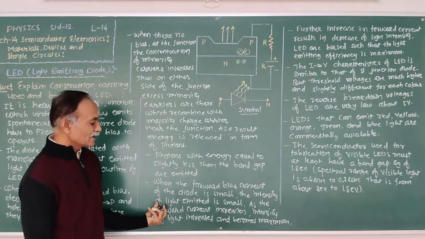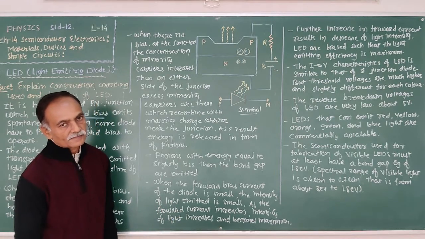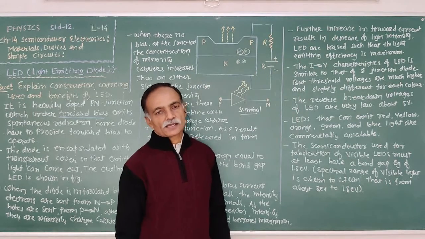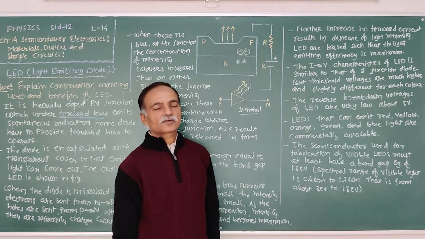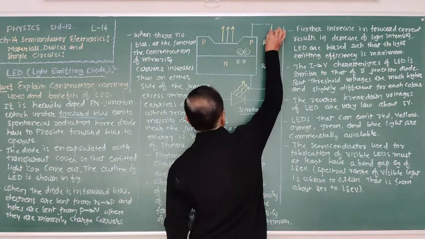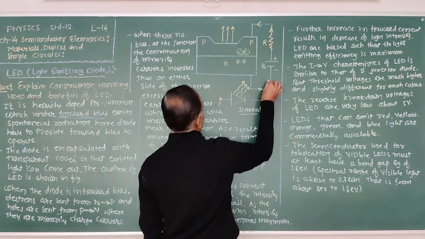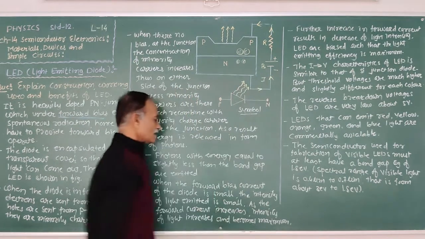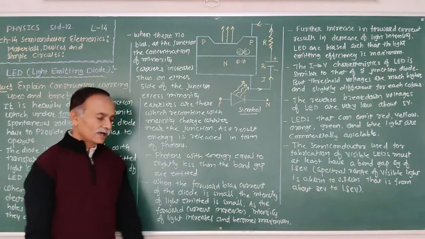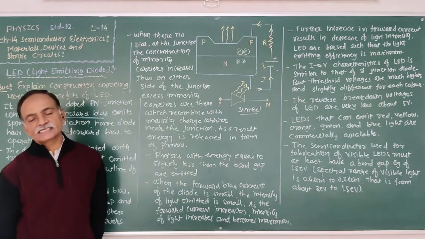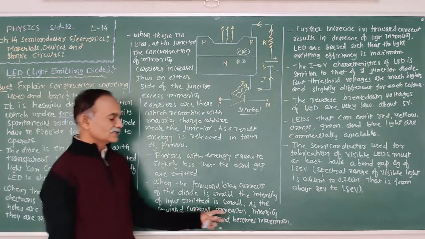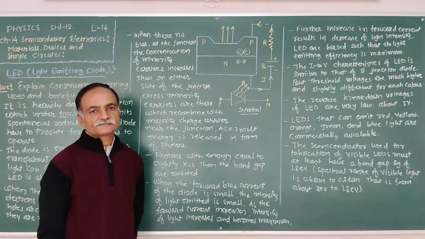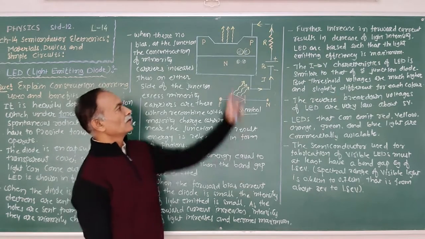the intensity of the light emitted is small. The current flowing in this is small. Here the current is flowing in this direction. When the value of the current is small, the intensity of the light emitted is small, and as the forward current increases, the intensity of the light emitted also increases, until it becomes the maximum.